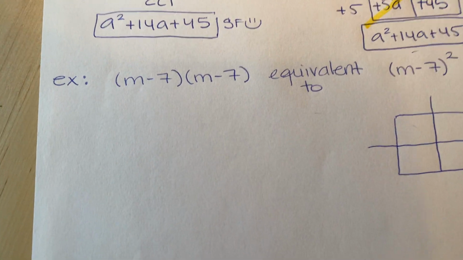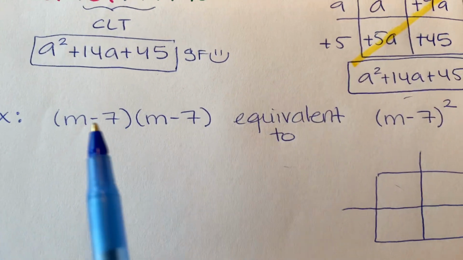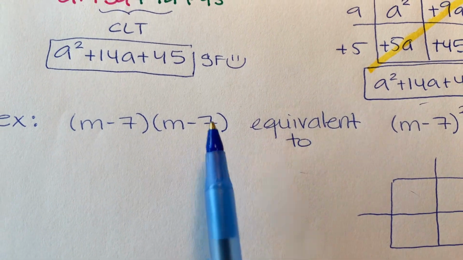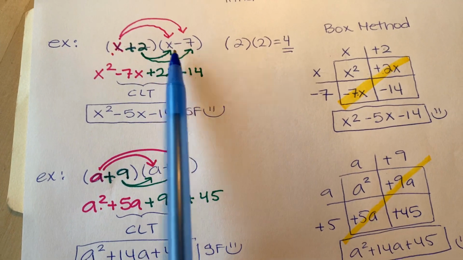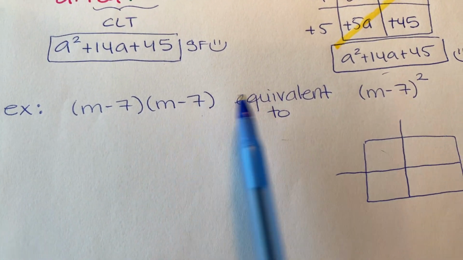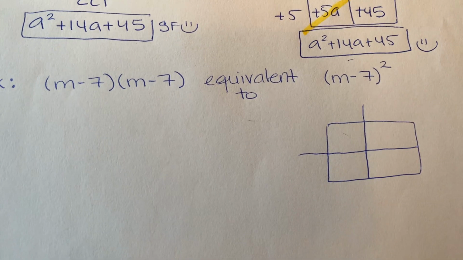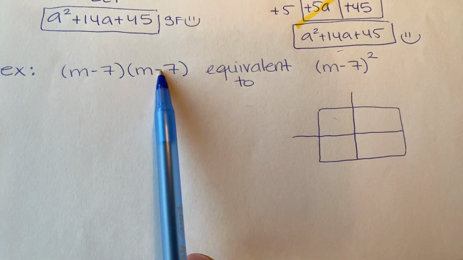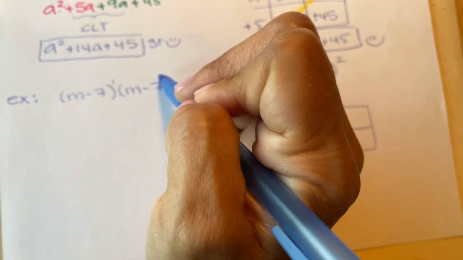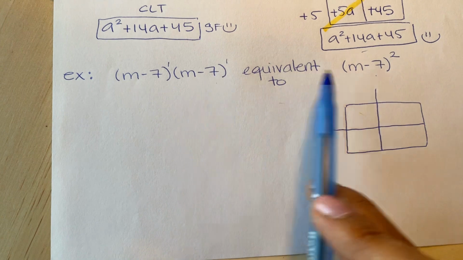Okay, here we're just going to be messing with negatives, but also equivalents. Okay. m minus 7, m minus 7. What happens if they are identical? Like here they weren't identical, but here they are. It is equivalent to writing it as just m minus 7 squared. You know, in mathematics, we love to abbreviate. And since they are identical, it's really like a 1 and a 1, and 1 plus 1 is 2. So these are equivalent.